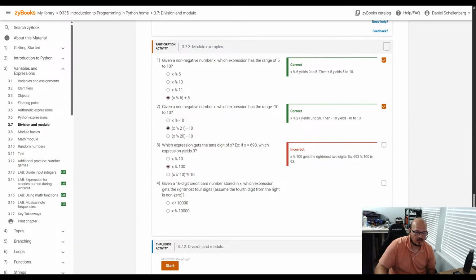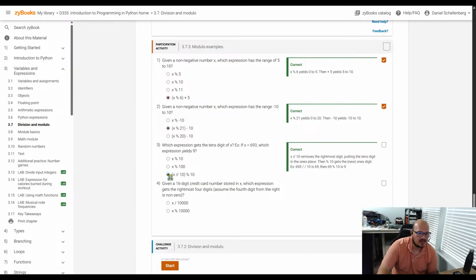693 divided by 100. From what we learned before, the answer is 6.93, but we're supposed to keep the 6, right? From what we learned before, we would take the 100 and times it by 6, and that would be 600. But this says 93. So I'm thinking that it reduces that 600 down to 93, like as in the smallest number.